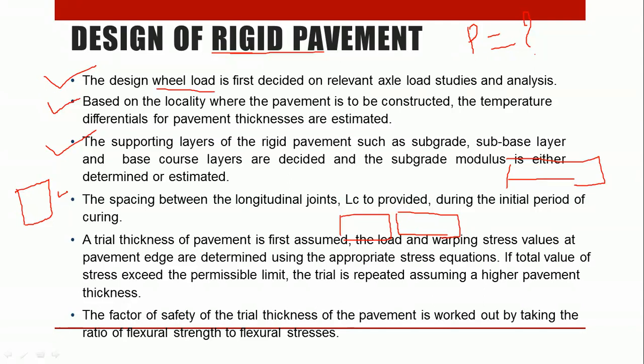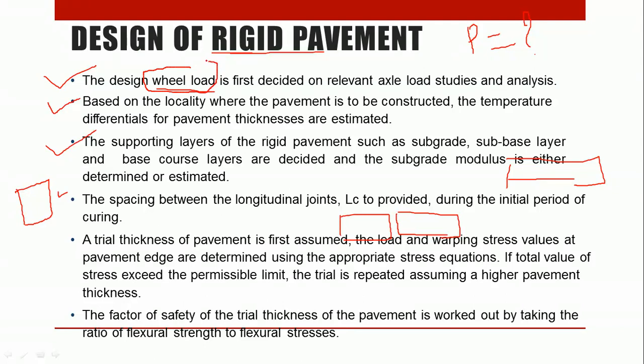So now the wheel load is known, the temperature variation is known, and the thickness of the different layers and the spacing of the joints we have already found. After that, the next thing is we need to analyze the pavement. Before constructing, we analyze it, and based on that we provide the number of dowel bars required and the thickness of the concrete. In order to do that, we calculate the warping stress and the wheel load stress because of the wheel load acting on the pavement.